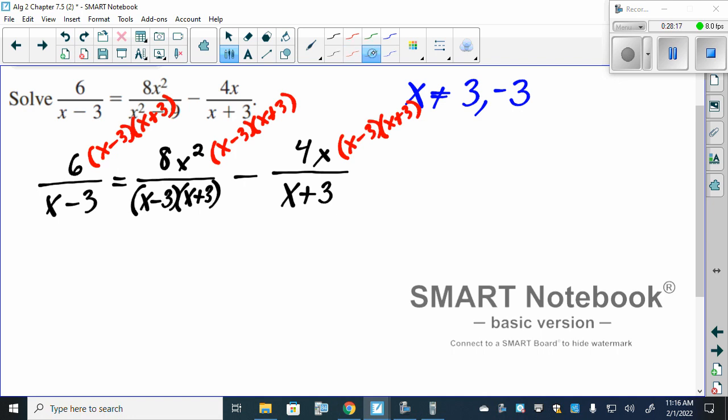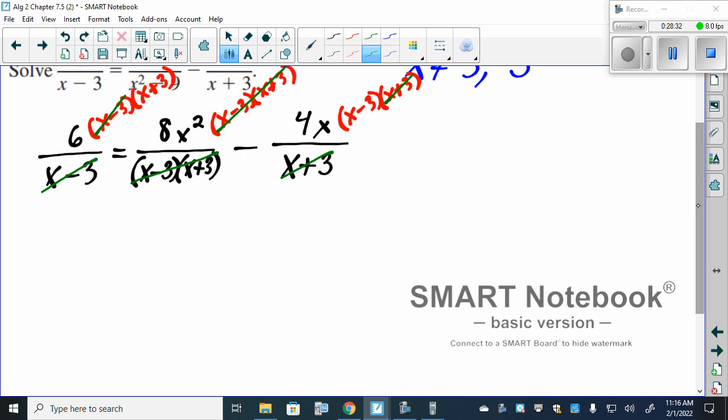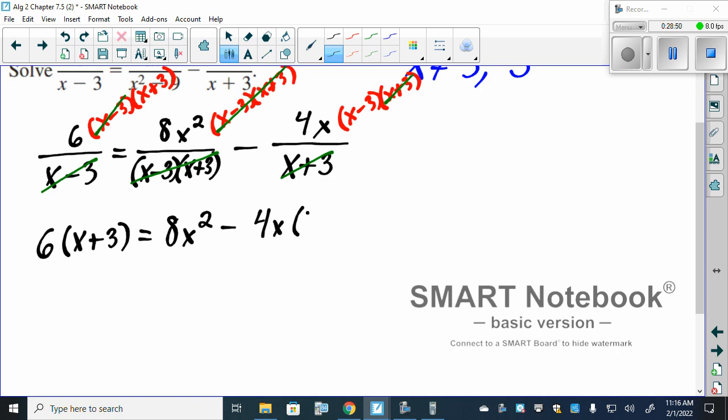Now when we simplify this, well, here the x minus 3 and x minus 3 would cancel. The middle, x minus 3 and x plus 3 would cancel. And in the last one, the x plus 3 and x plus 3 would cancel out, leaving us with 6 times (x plus 3) is equal to 8x squared minus 4x times (x minus 3).